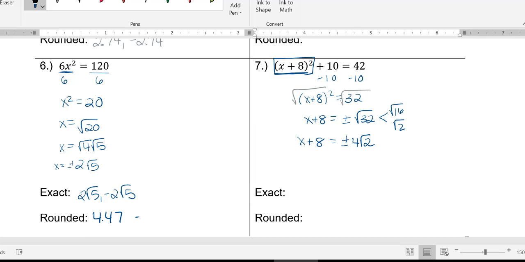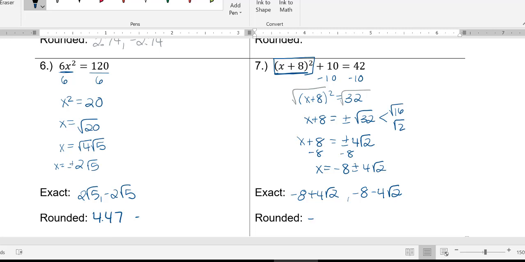That x is not isolated yet. We still have that positive 8. So subtract the 8. We get x is equal to negative 8 plus or minus 4 root 2. So our exact values are -8 plus 4 root 2, and -8 minus 4 root 2. I know those values look gross, but those are our exact values.